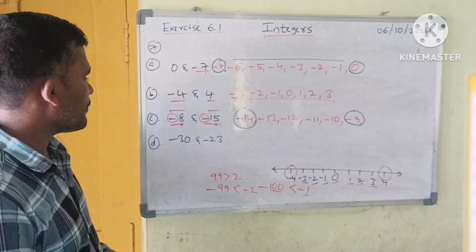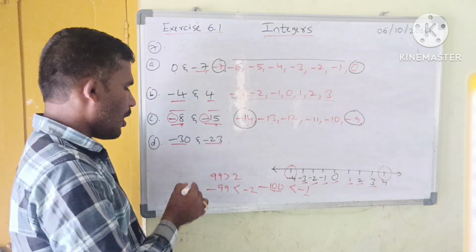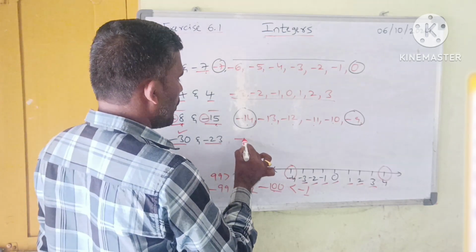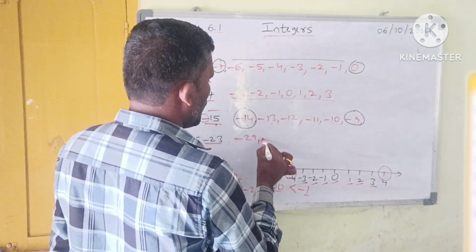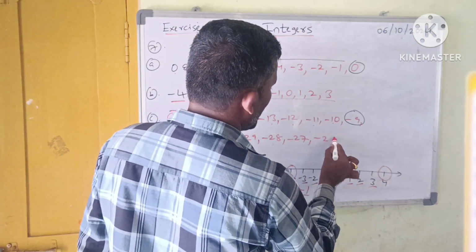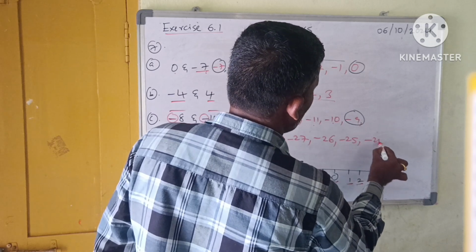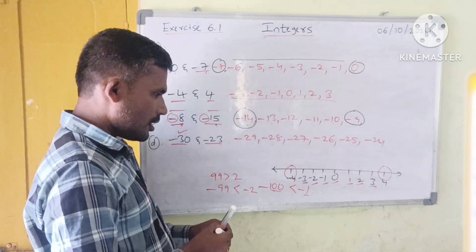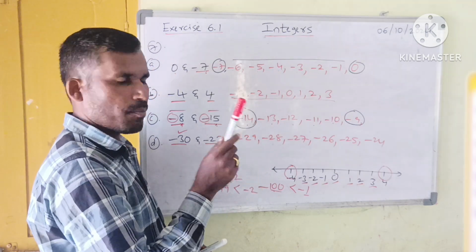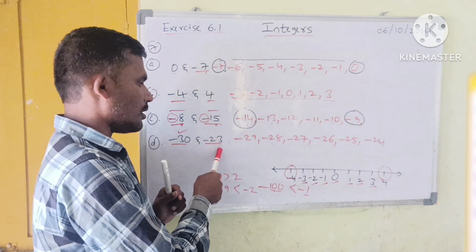Next, last one. Minus 30, minus 23. Minus 30 is the least value. After minus 30: minus 29, minus 28, minus 27, minus 26, minus 25, minus 24. So these negative integers lie between minus 30 and minus 23.